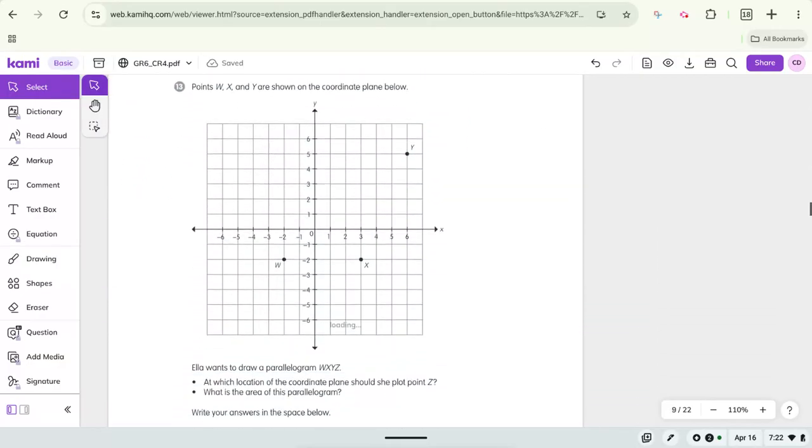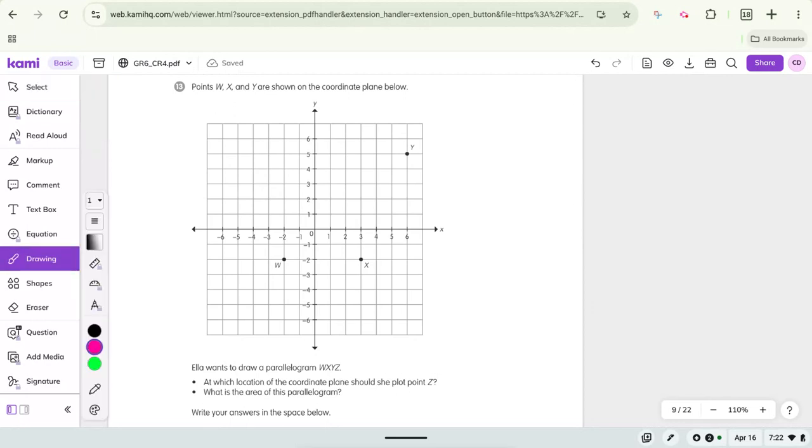Number 13. Points W, X, and Y are shown on the coordinate plane. Ella wants to draw a parallelogram WXYZ. At which location of the coordinate plane should she plot point Z? And what is the area of this parallelogram?